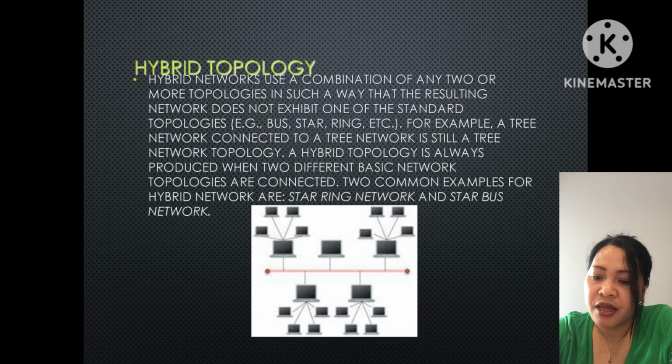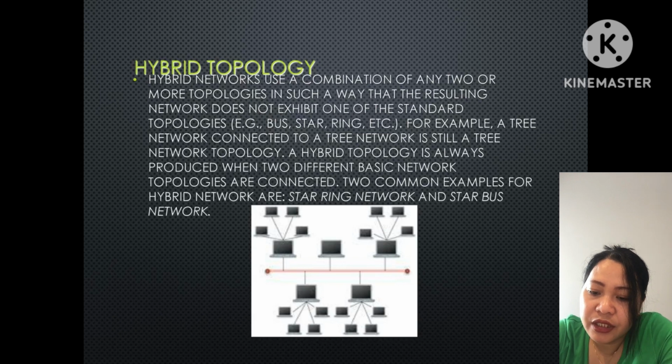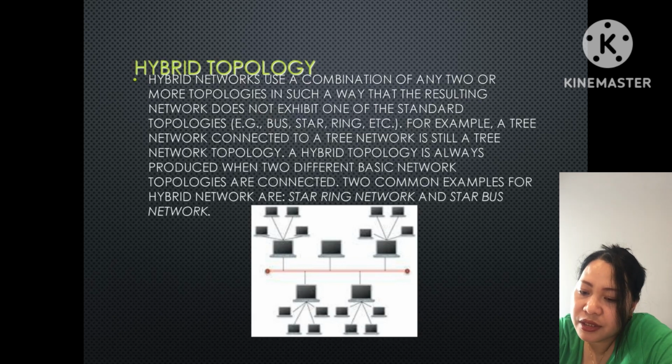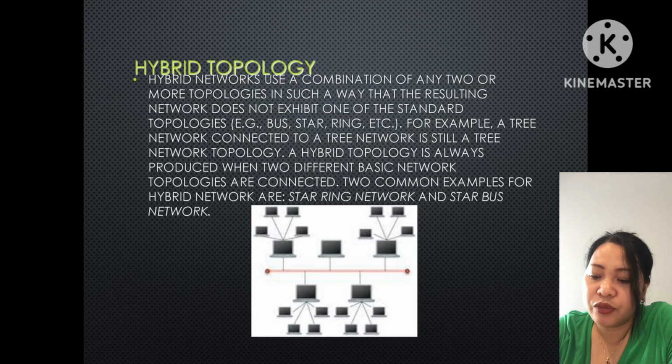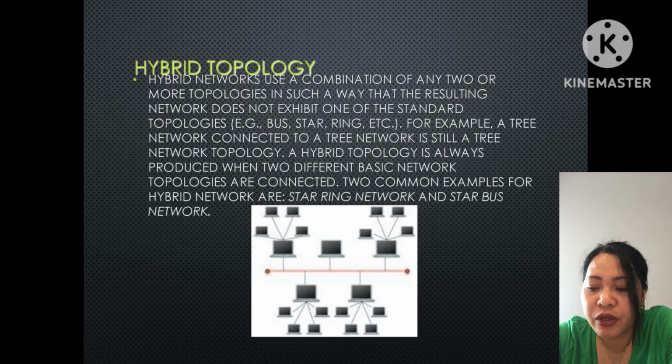Hybrid topology. Hybrid networks use a combination of two or more topologies in such a way that the resulting network does not exhibit one of the standard topologies: bus, star, ring, etc. For example, a tree network connected to a tree network is still a tree network topology. A hybrid topology is always produced when two different basic network topologies are connected. Two common examples of hybrid networks are the star-ring network and the star-bus network.